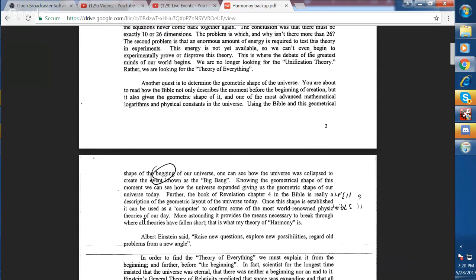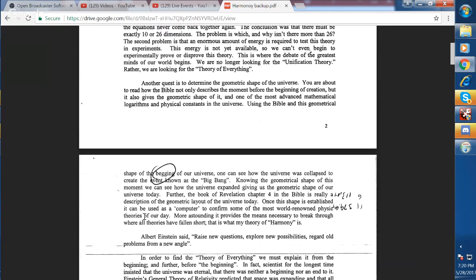I know a lot of people disagree with that. Knowing the geometrical shape of this moment, we can see how the universe expanded, giving us the geometric shape of our universe today, hence sacred geometry. And it's in the Bible, folks, sacred geometry.